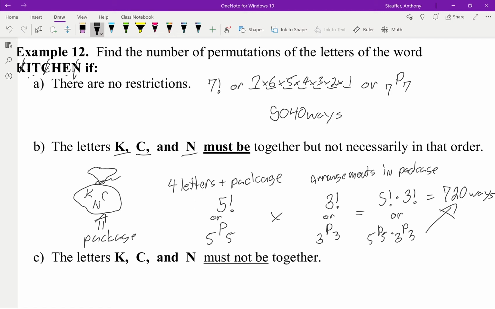720 ways. So these are what we call our package questions, and when we say they must be together, that's the package. If it had to be together in that order, we would just end up changing that 3 factorial to a 1, because there'd be no orderings of those letters.